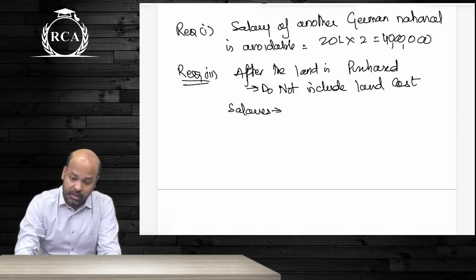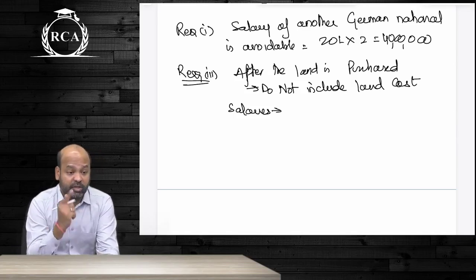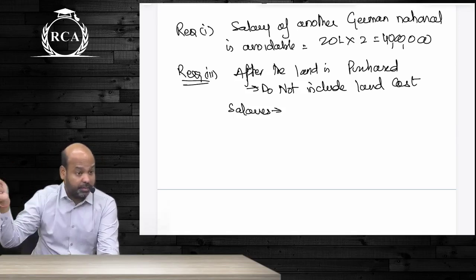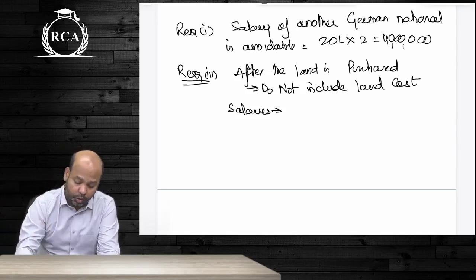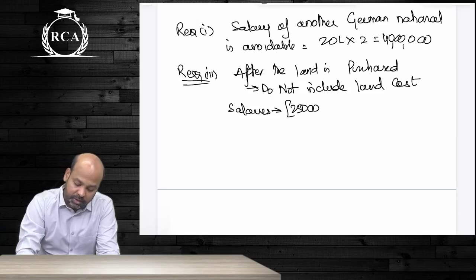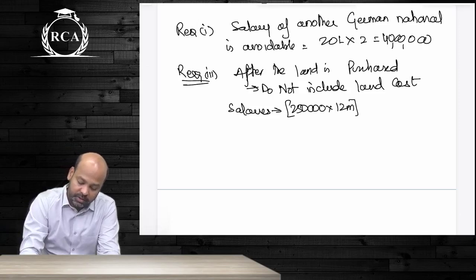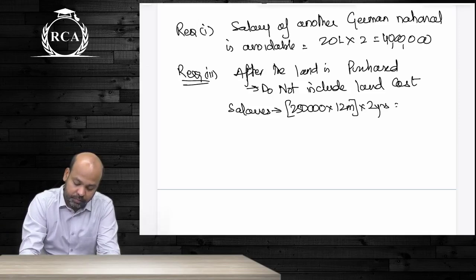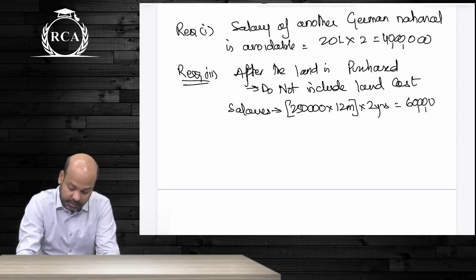कंस्ट्रक्शन पीरियड कितना है? Take every bloody expenditure for 2 years. It says till the factory becomes operational. That is for 2 years. 2,50,000 into 12 months into 2 years. 60 lakhs. Next sentence.